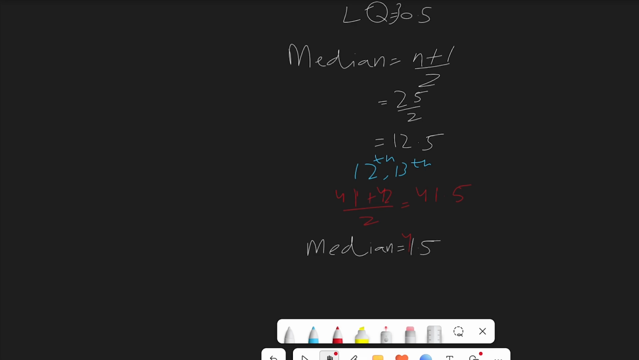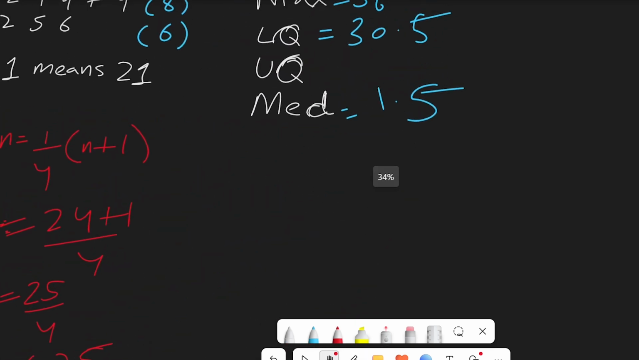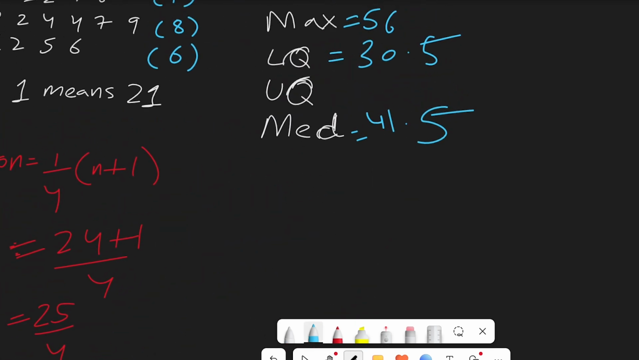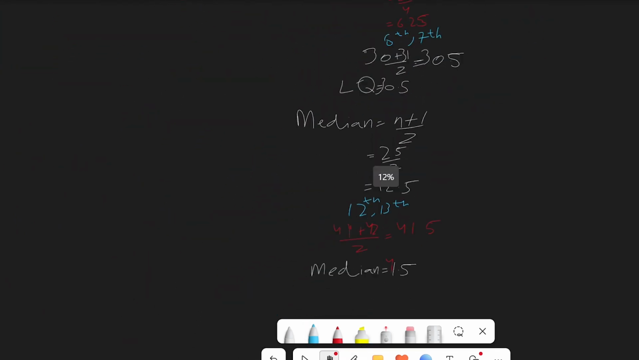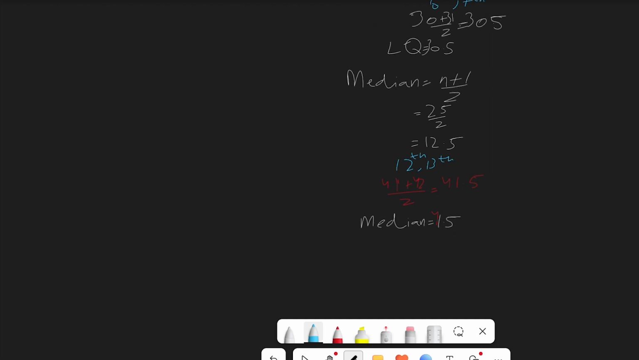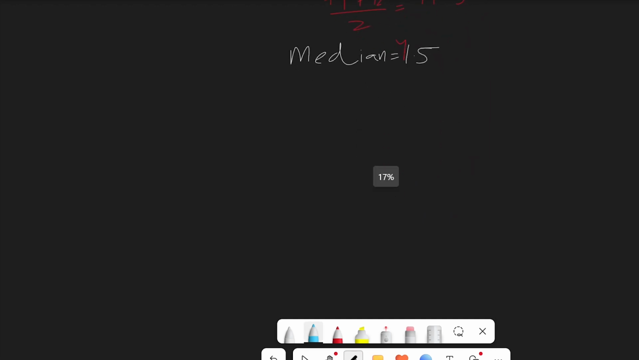There should be a 4 over here, and hence there should be a 4 over here. Okay, so this is 41.5. Now let's move on to the upper quartile. It could also be referred to as Q3 because the median is Q2 and the lower quartile is Q1. Okay, just in case you should know this.